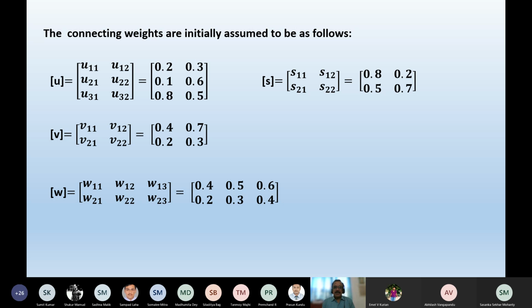Now supposing that the initial weights, that is U, V, W and S, are generated at random using the random number generator. And as I told, each individual connecting weight value will lie in the range of 0 to 1. So these are the U values, U11, U12, U21, U22, U31, U32. You can see these numerical values generated at random, the V values, W values and S values. Now let us see with these values how I can proceed with the calculations.